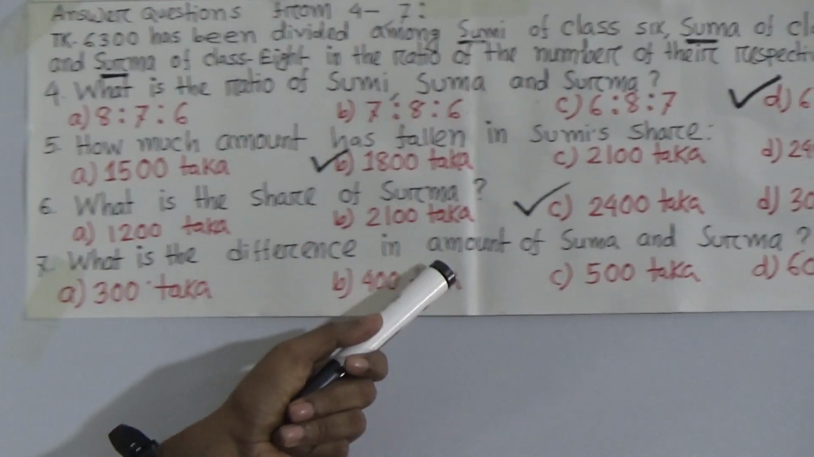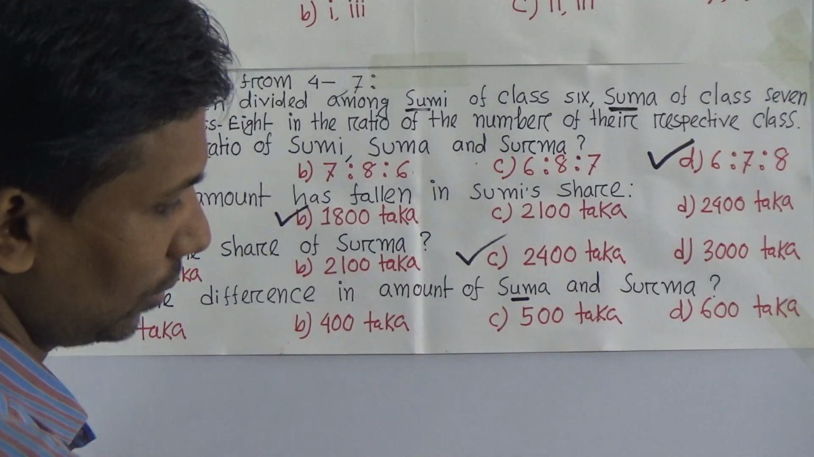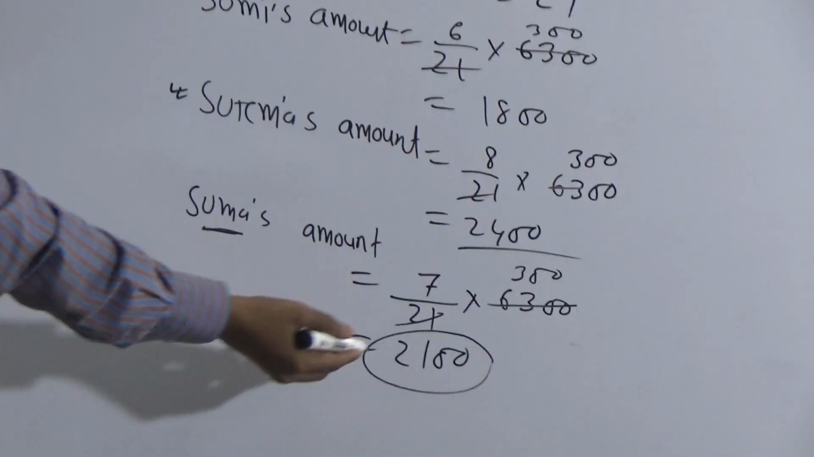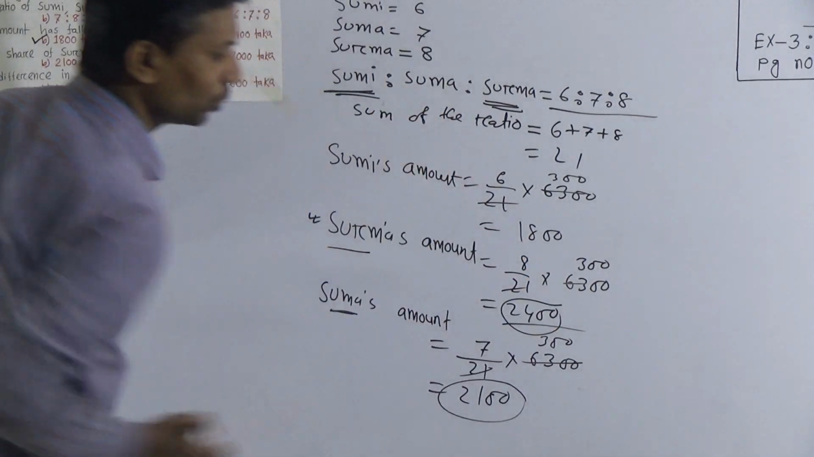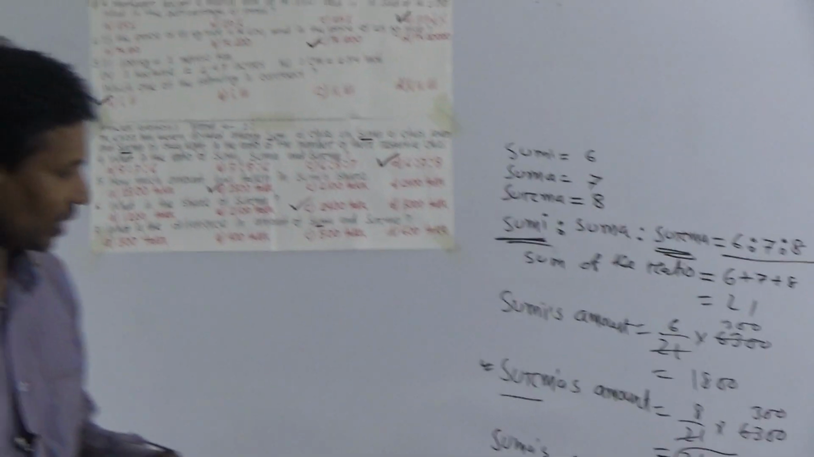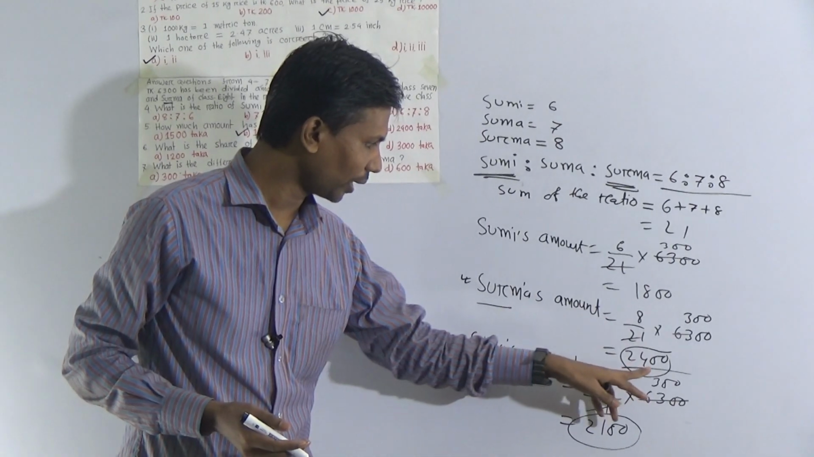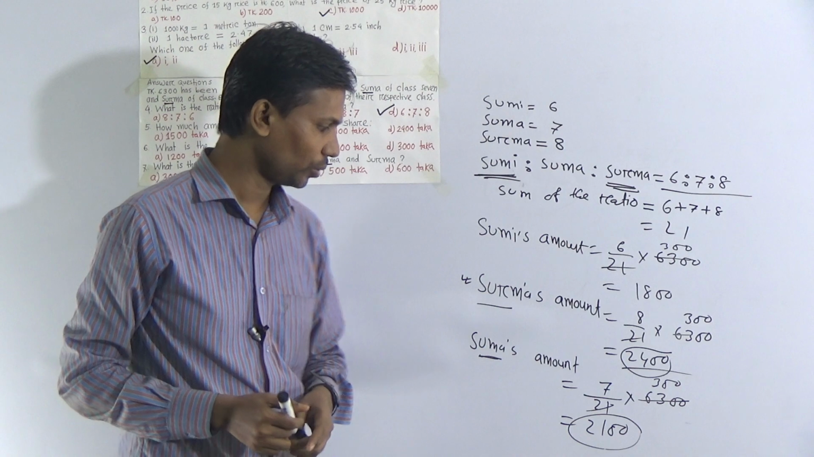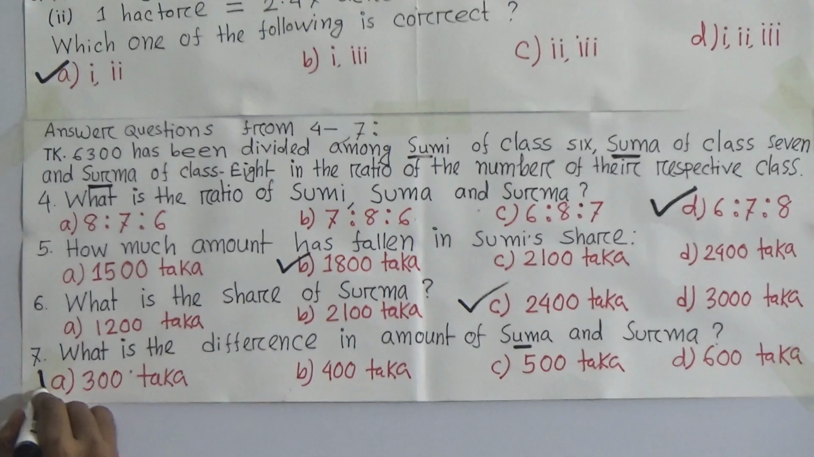Now we see the question. What is the difference in amount of Shuma and Shurma? Shuma's amount is 2100 taka, and Shurma's is 2400 taka. So what is the difference between Shurma's amount and Shuma's amount? 2400 minus 2100 is equal to what? 300. So our answer will be 300. You give a tick sign.